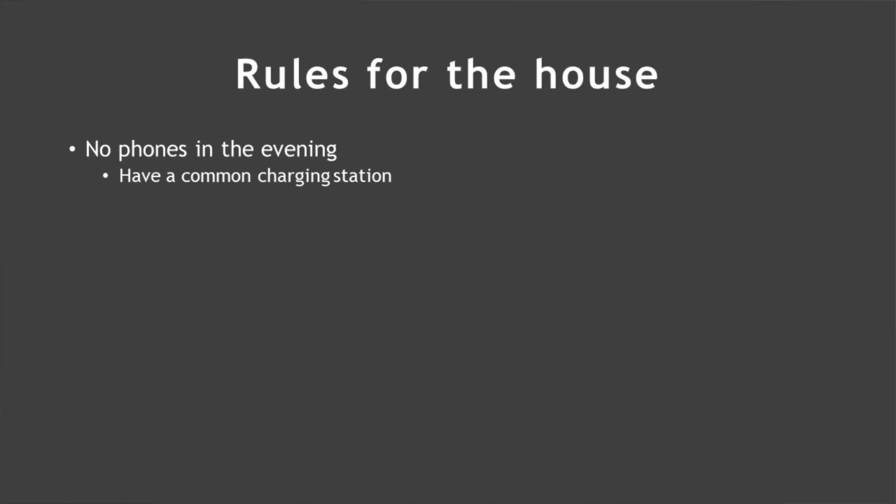What are some rules for the house? These are suggestions. They're all available in the handout. The first one is, I would suggest no phones in the evening. Studies show that teens look at their phone, if they take it to bed with them, 6 times between the time they get in bed and the time they leave the bed.